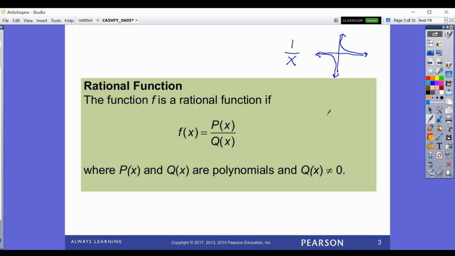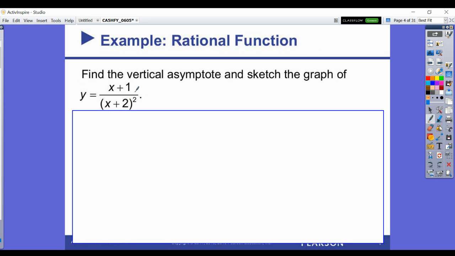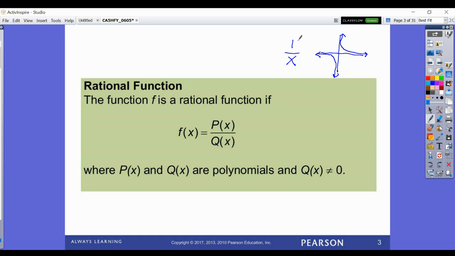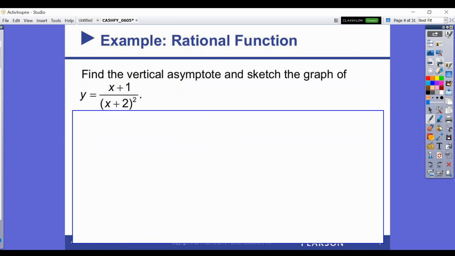And then we're going to change it by changing our polynomials. So here is our first example. The polynomial on top is x plus 1, and on the bottom we have (x plus 2) squared. So find the vertical asymptote. Well, where is the vertical asymptote? If you recall from the little 1 over x, it came from the bottom. We're not allowed to divide by 0, so what value would make the bottom 0? So (x plus 2) squared, where does that equal 0? Well, we don't really need the squared because we could square root it and we still get 0. So where does x plus 2 equal 0? It equals 0 at x equals negative 2. So the vertical asymptote is at x equals negative 2.